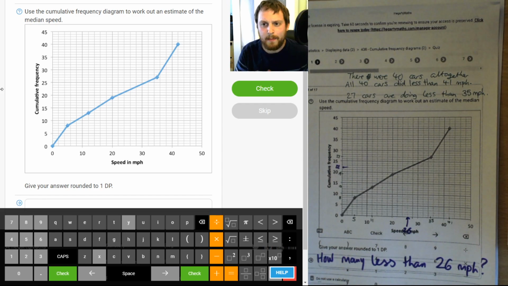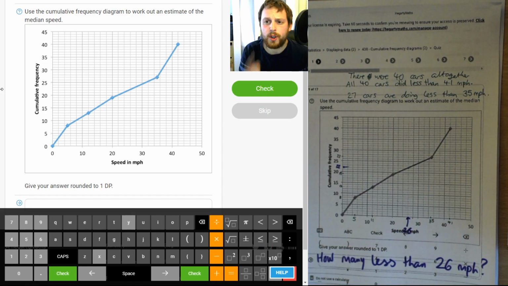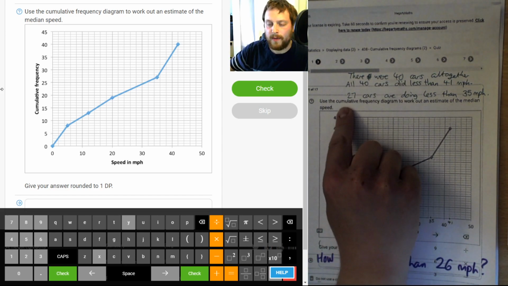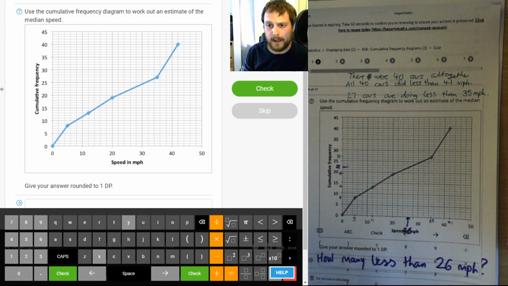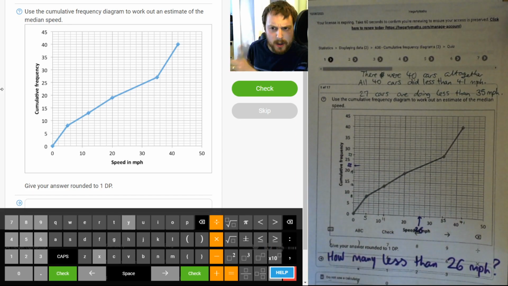Now this is where I need to make an important point before I can actually answer this question. At the actual coordinates that are plotted, we know for sure that number. We know for sure it's 40 and it's 27 because those are where the coordinates are actually plotted. We would have gotten that information from the table. Do we actually know for sure how many were doing less than 26 miles per hour? So this is a question. Do we know for sure? 22 seems to be the answer, but is it guaranteed to definitely be exactly 22?